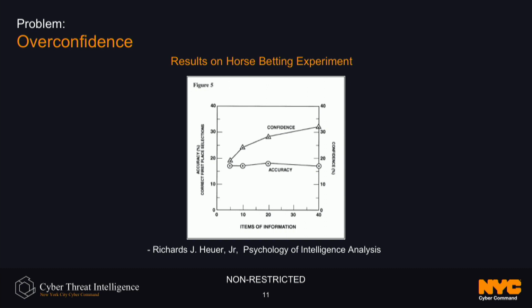But as more items of information were given to them, their self-evaluated confidence level saw a major uptick, right? So looking at around 5 items of information, the horse bettors were self-evaluating their own confidence level at around 20%. But as more information was given to them to use, their self-evaluated confidence went up to 32. Essentially, what happened here is, as more information was given to them, overconfidence began to creep out.